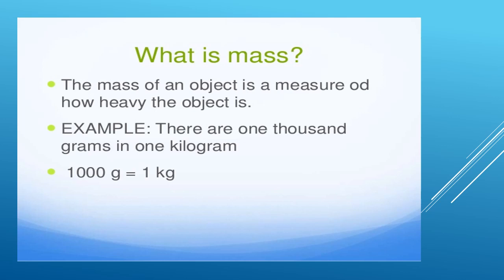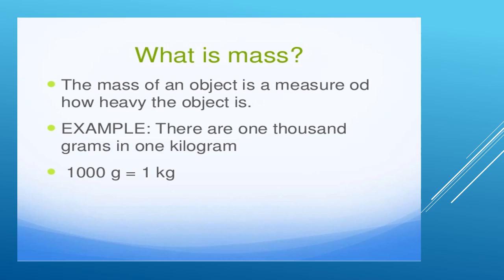So, what is mass? The mass of an object is a measure of how heavy the object is. For example, there are 1,000 grams in 1 kilogram. You have written this one in your maths notebook. You can go through it, revisit it, and read it. I want you to recognize and memorize this one.